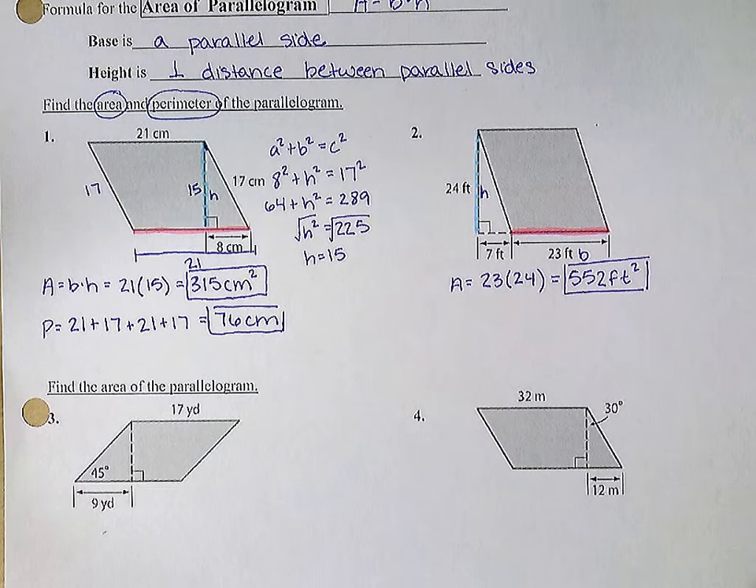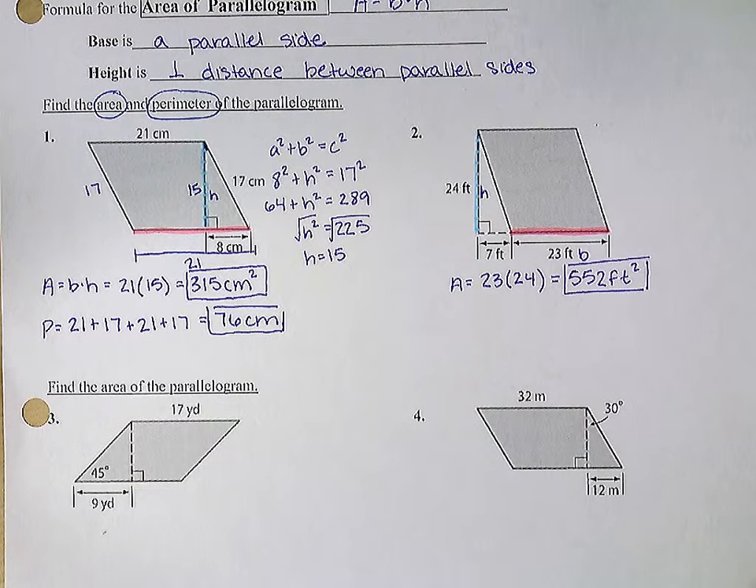Okay, so do you know why I didn't add that 7 feet in? Because it's not part of the base. It's not part of the parallelogram itself. You're trying to find the area of the parallelogram, not that extra triangle on the left-hand side.